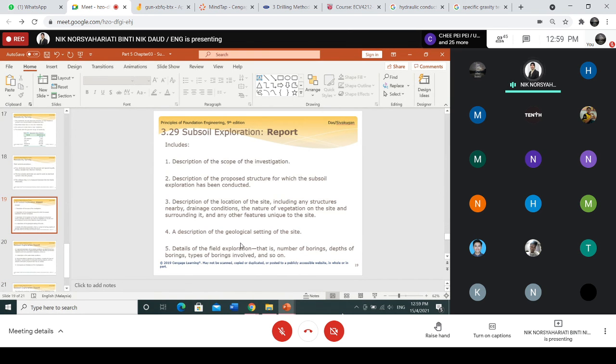All right. Then the last topic for the subsoil exploration, you need to prepare reports. Before this, the driller needs to give you a boring log. So as an engineer, you need to prepare a report which includes the description of the investigation, the description of the subsoil exploration conducted, which refers back to the type of methods that you use, the type of drilling that you use.